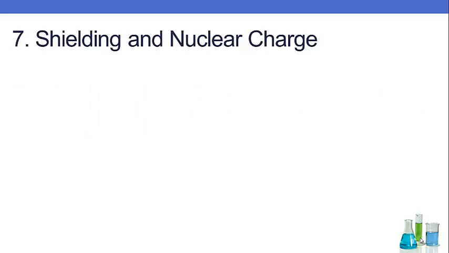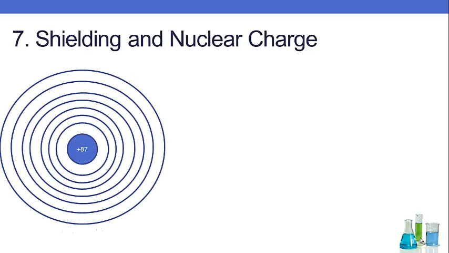So the next one, number 7, is asking us to analyze the trends. The best way to do this is to understand what shielding and nuclear charge are, and then to apply these concepts to the different terms.